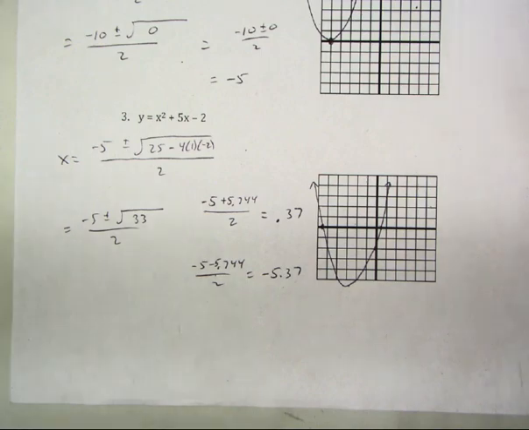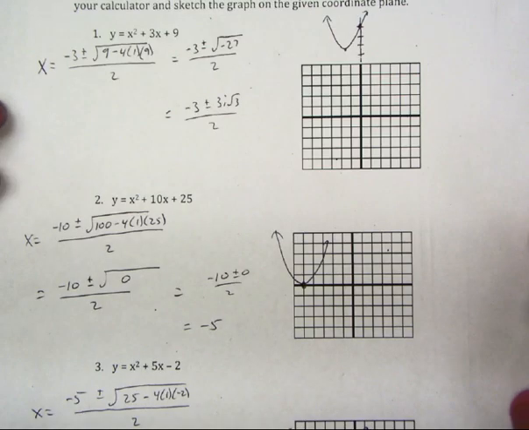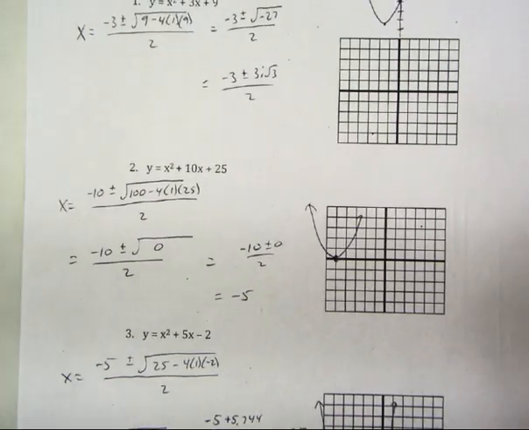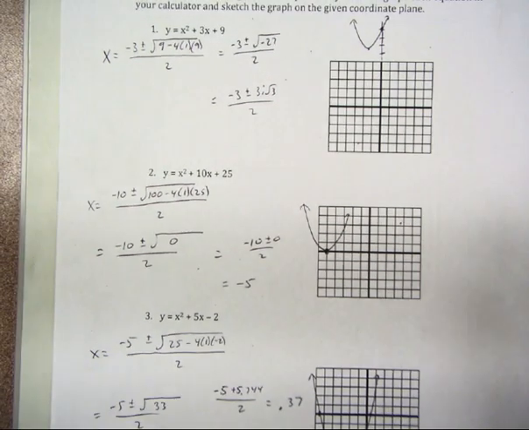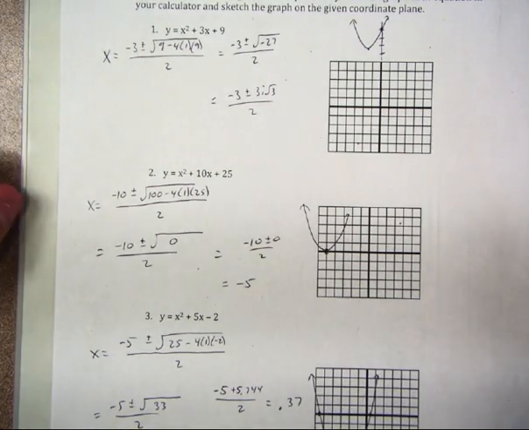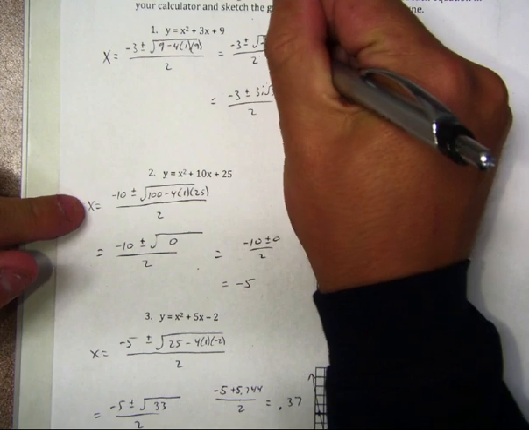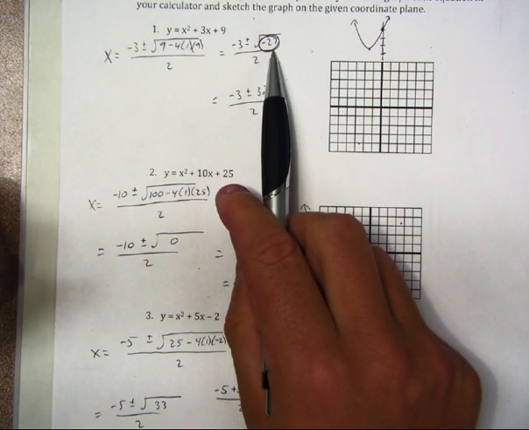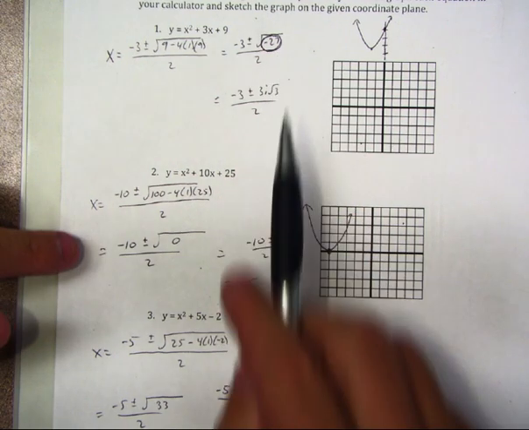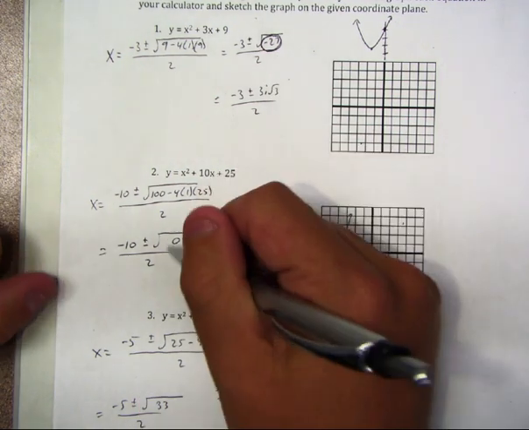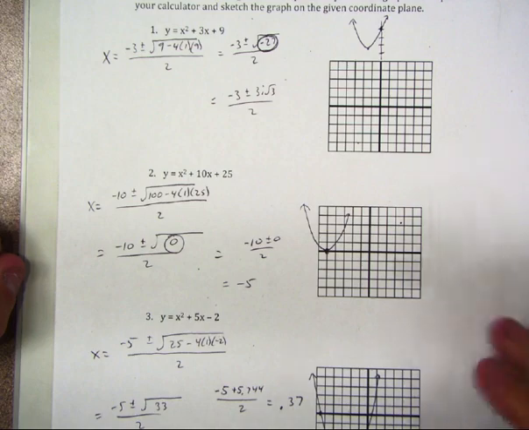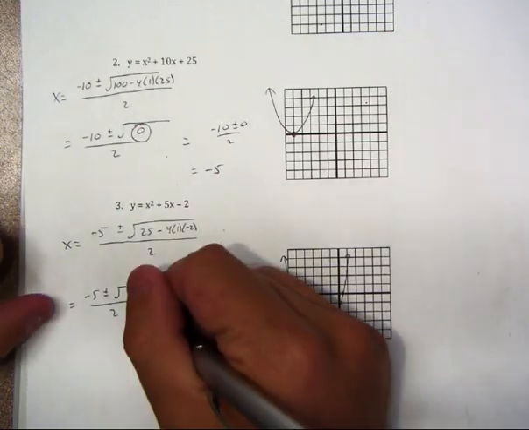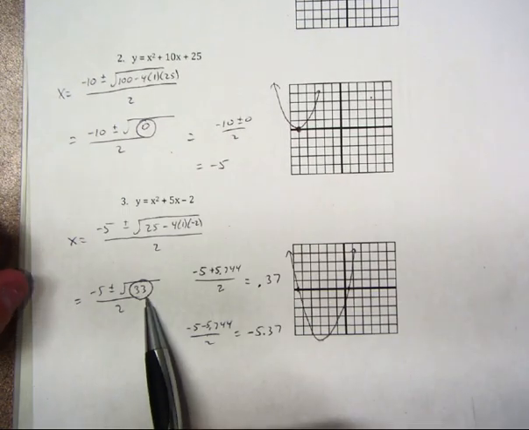Okay, so what I want to make note of is really this number under the radical in the quadratic formula. When you do the quadratic formula, you're always going to end up with a number under the square root. So on this first one, I ended up with -27. On the second one, I ended up with 0 under the square root. And on the third one, I ended up with +33 under the square root.